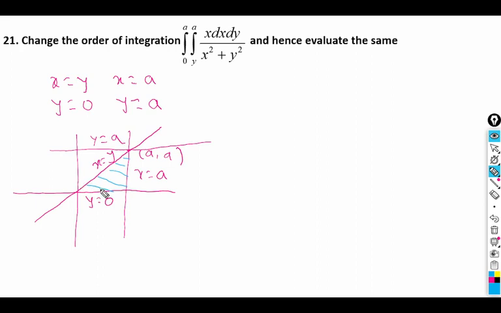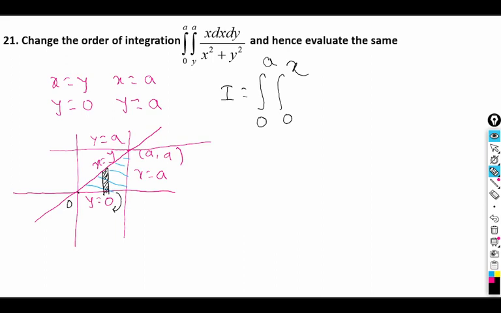So previously the limits of x were variable, now we have to make the limit of y variable. So we'll take a vertical strip. The lower end touches y equal to 0, the upper end touches y equal to x. So the double integral will become y equal to 0 to y equal to x, and outer limits 0 to a, the minimum and maximum value of x over the region. So minimum value of x is 0 here, maximum value is a.